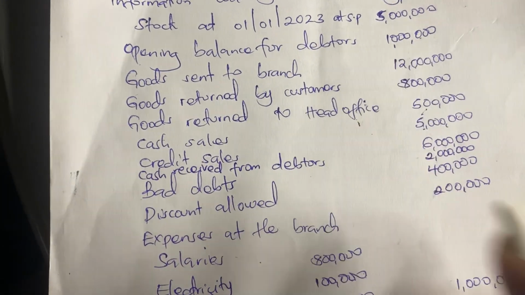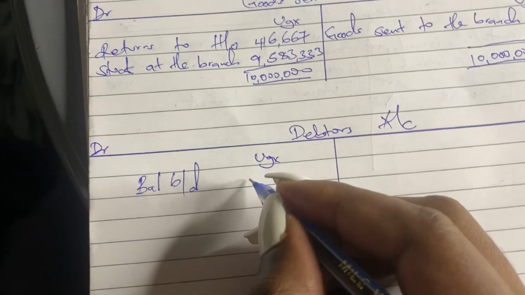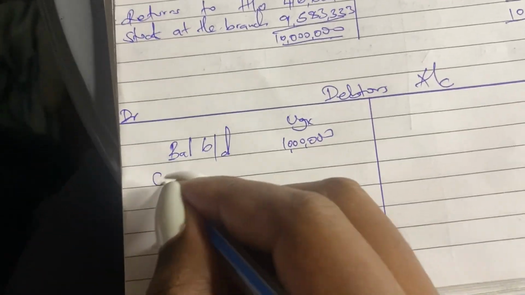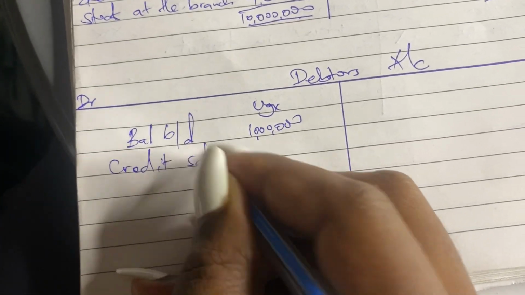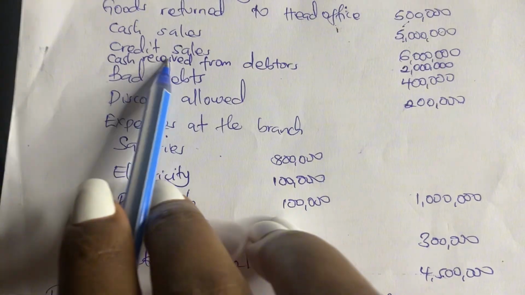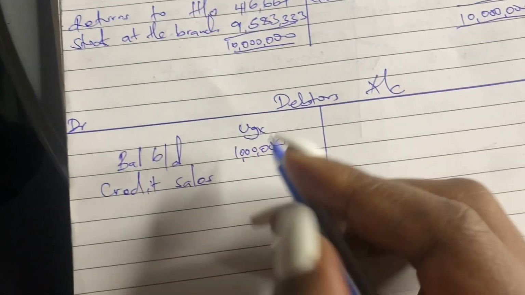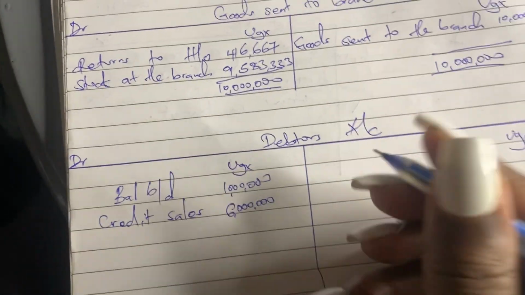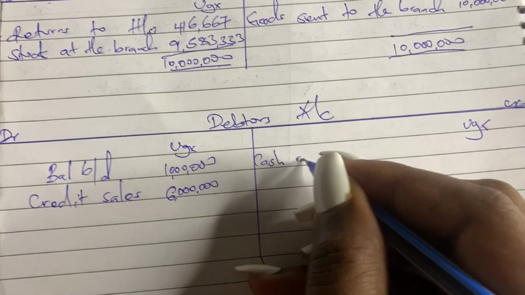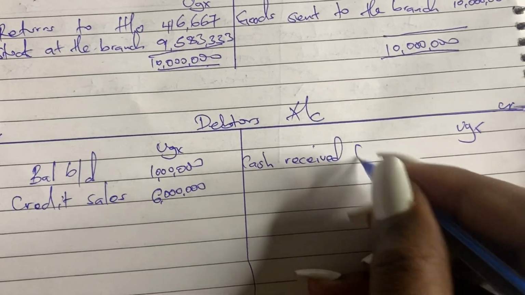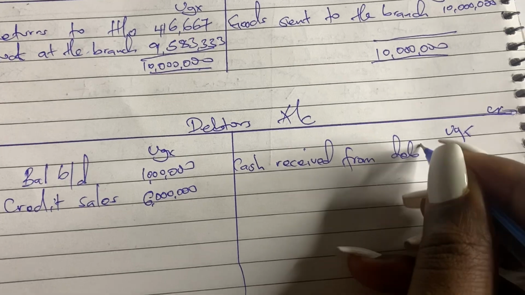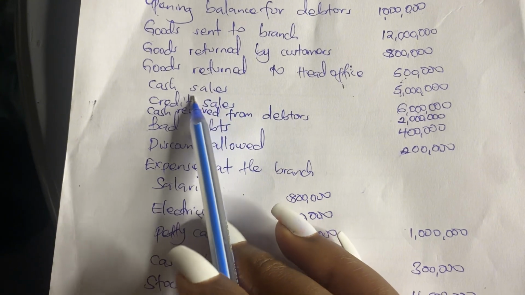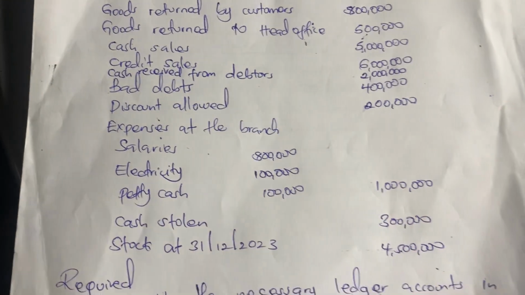opening balance for debtors was 1 million, so it is 1M. Then this side we have credit sales. Credit sales is 6M. Then on this side we have cash received from debtors. Cash received from debtors was 2M.